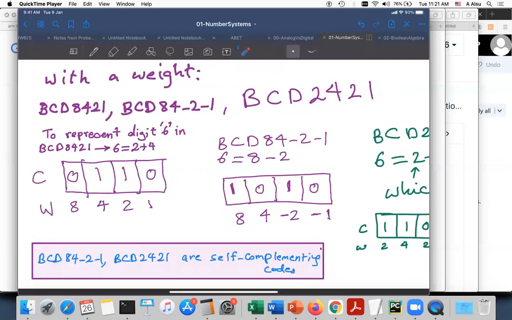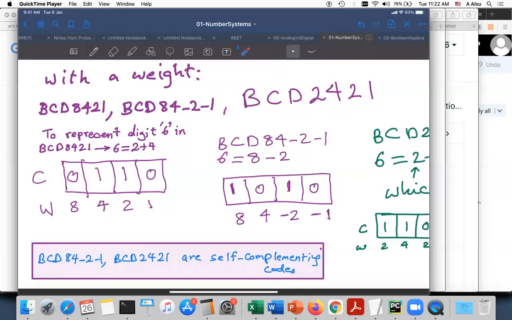It corresponds to 4 minus 1, which is 3. Now 3 plus 6, which is the original number, is 9. So basically the 3 is the 9 complement of 6.